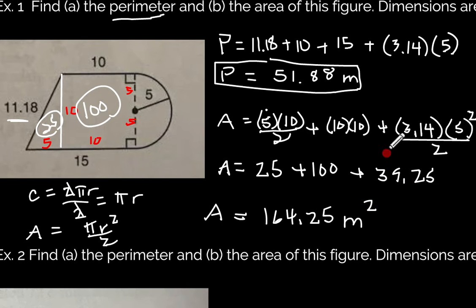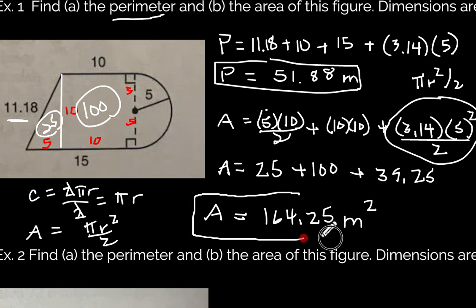So there you go. It's a little tricky. This part right here is a little tricky. So you're going to take pi r squared, the area of a circle, divided by 2. And that's where we got that. So it's pi 5 squared divided by 2. And you add it all together, and there's our area. Okay, we have one more of these, and then I have one for you to try.